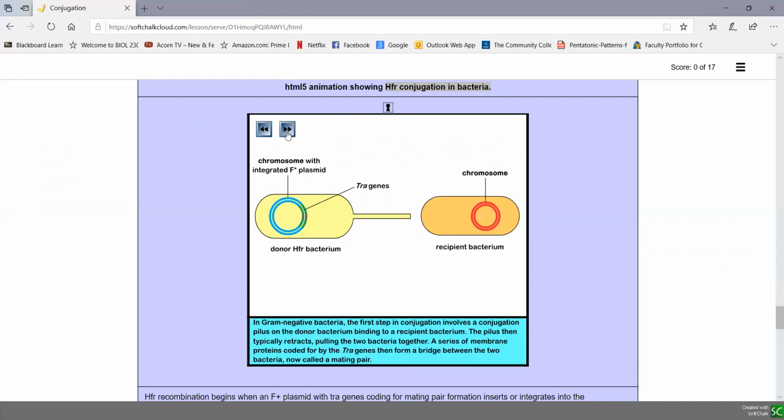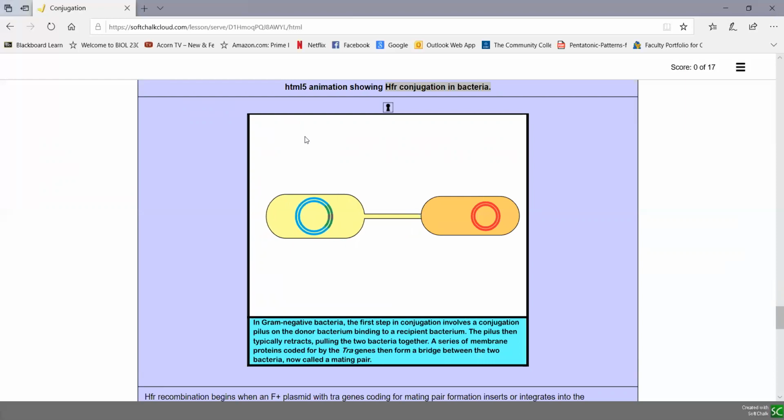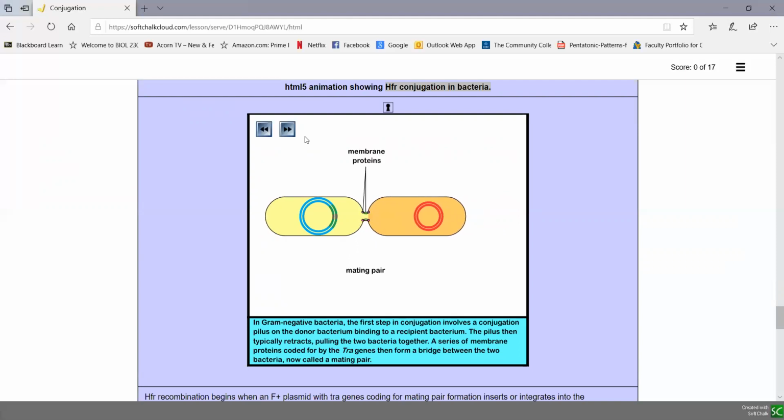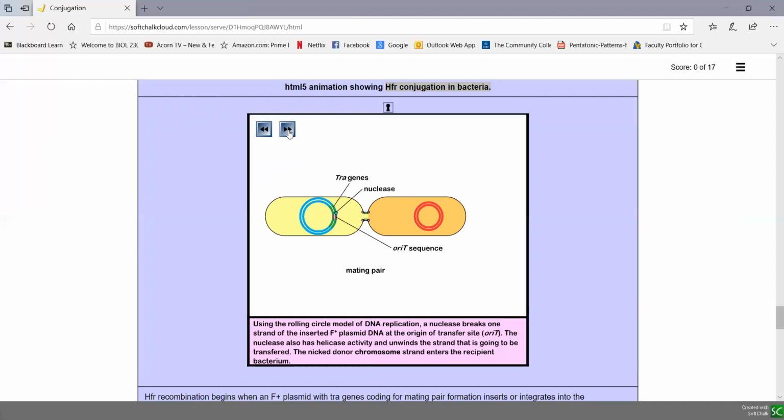So when this conjugates with the recipient and the pilus attaches and retracts and the mating pair forms, then a nuclease will now actually split one strand of the chromosome, because the plasmid is inserted with the ORIT sequence as part of the chromosome. So as that is split with a nuclease, one strand of the chromosome can begin to enter the recipient. But remember that chromosome is very long. It could be 1,500 times longer than the bacterium.